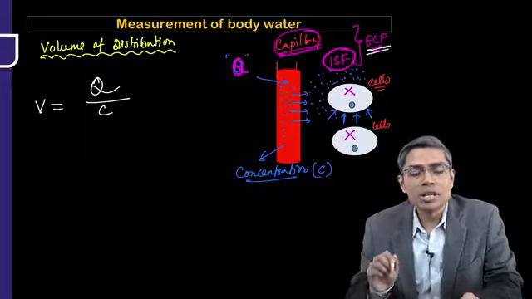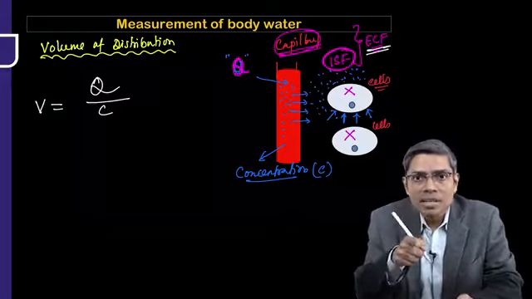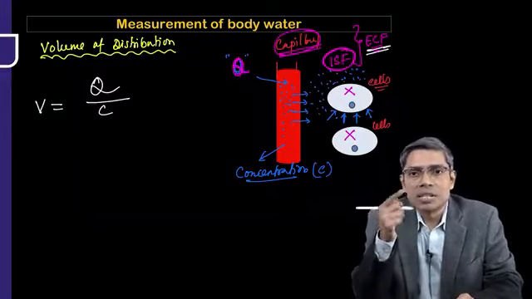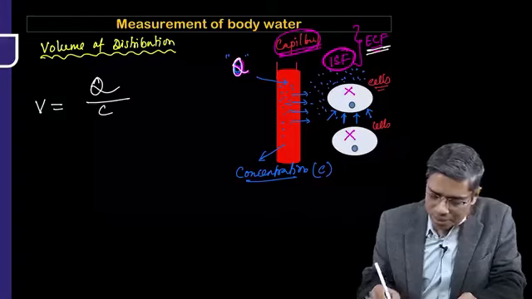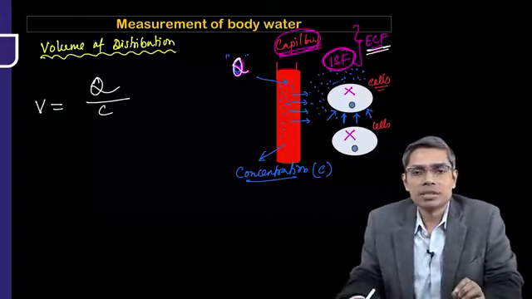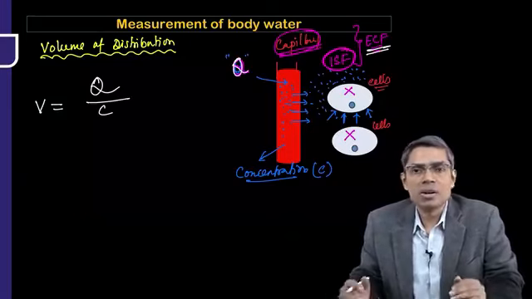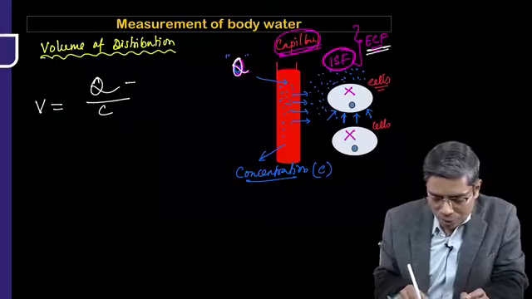Getting my point? So what you are getting is a volume. Volume of what? Volume of the fluid in which the substance has been distributed. Now, whenever you are injecting any substance into your blood, there is always a possibility that some portion of the substance may be metabolized or excreted. So that's why you have to take that into consideration.